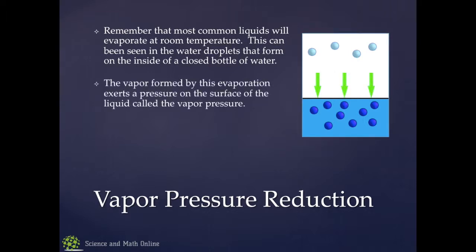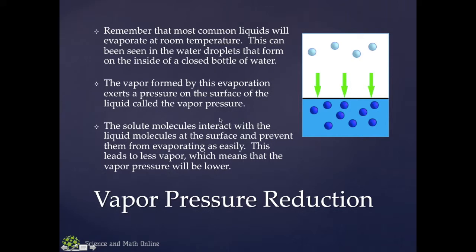Now, when the vapor is formed by evaporation, it exerts a pressure on the surface. Because once again, these molecules of water that are floating around up here in their vapor form have mass. And because they have mass, they exert a pressure down on the surface. This is called vapor pressure.